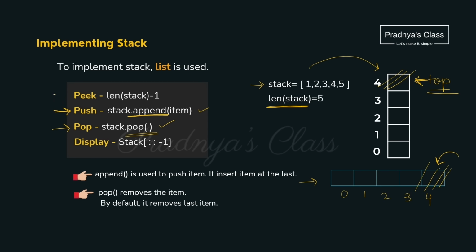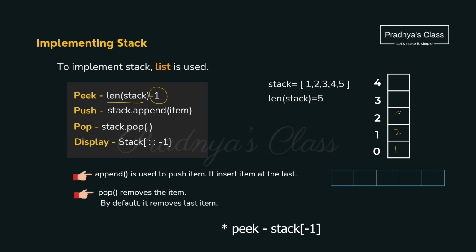There is one more operation, that is nothing but peek. Peek means what? We have to just inspect or check the element which is at the top position. So these are the elements of the list. We need to find out which element is at the top position. So calculate the length of the stack, which is 5, and subtract 1 from it. It means we will get 4. So stack of 4 means the element which is at the last position. So this task is also done.